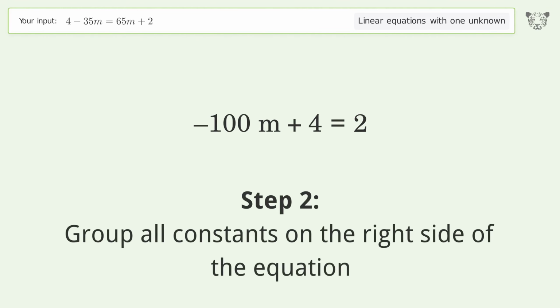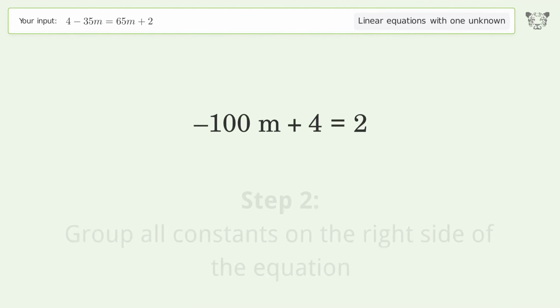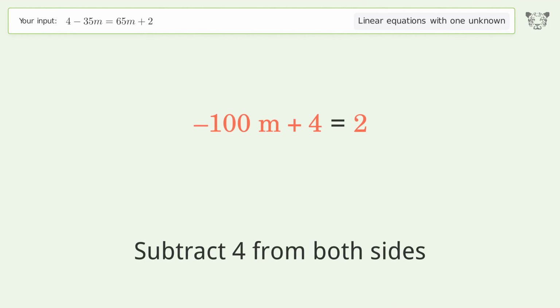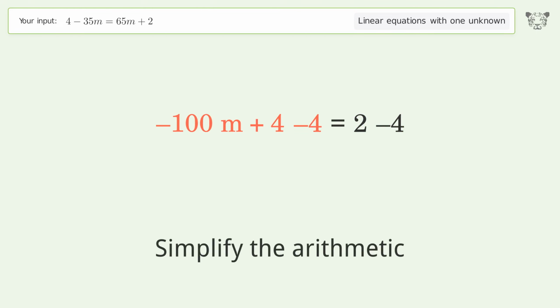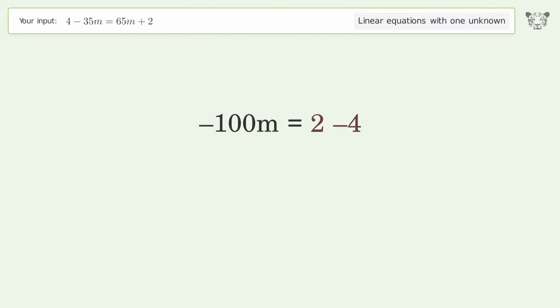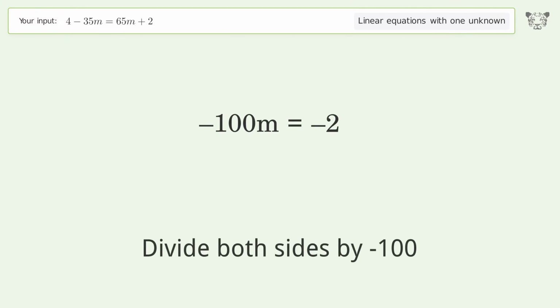Group all constants on the right side of the equation. Subtract 4 from both sides. Simplify the arithmetic. Isolate the m. Divide both sides by -100.